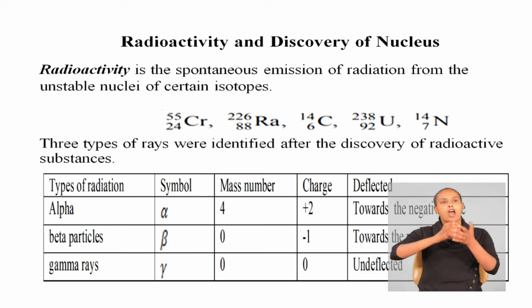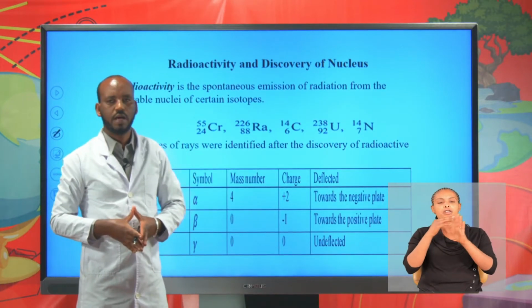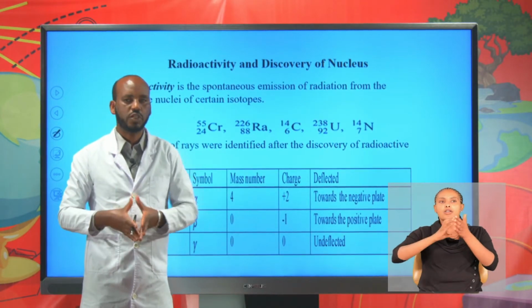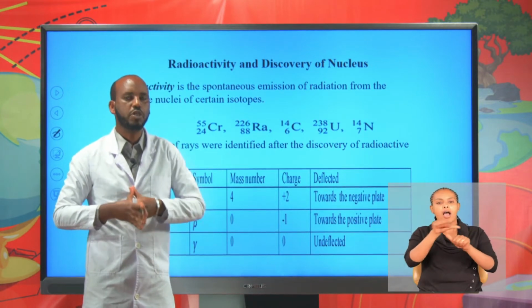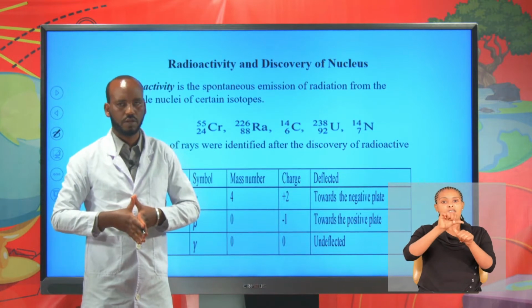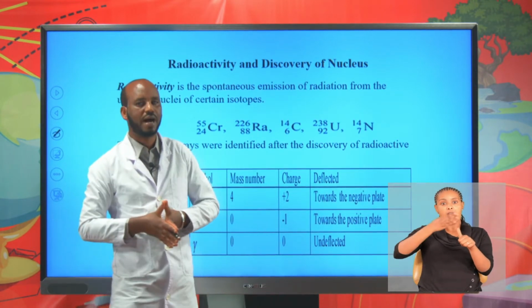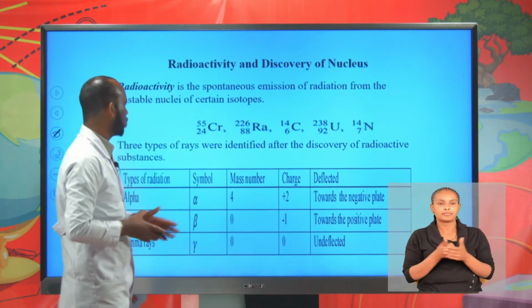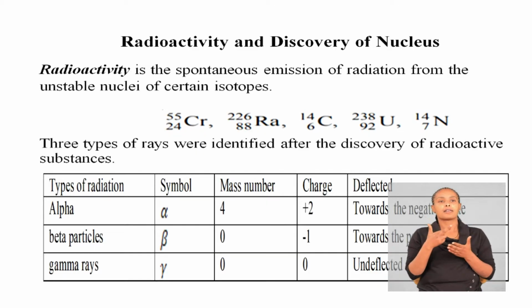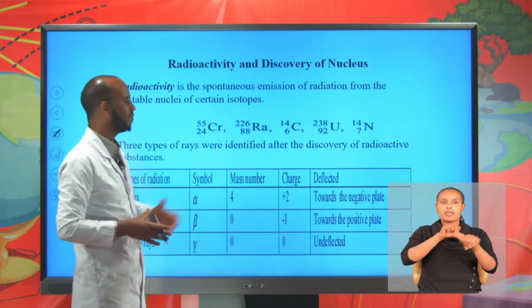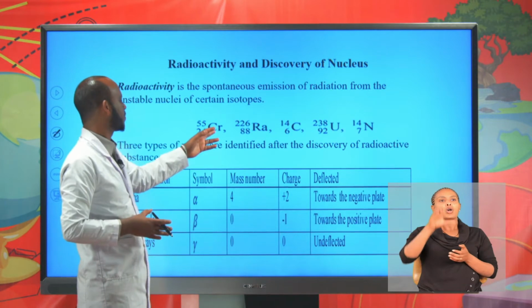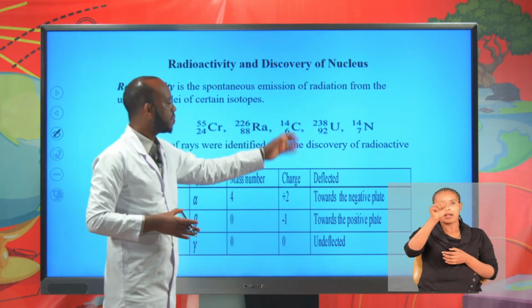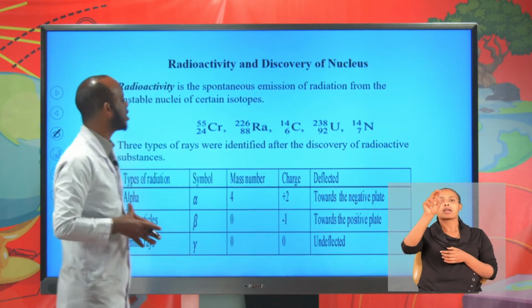Radioactivity and discovery of the nucleus. Radioactivity is the spontaneous disintegration of the nuclei of unstable atoms through the emission of alpha particles, beta particles, and gamma rays. These are radioactive atoms, unstable atoms. They have unstable nuclei. Chromium, radium, carbon, uranium, and nitrogen.